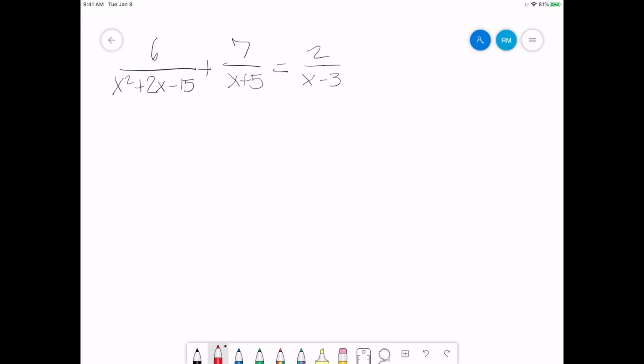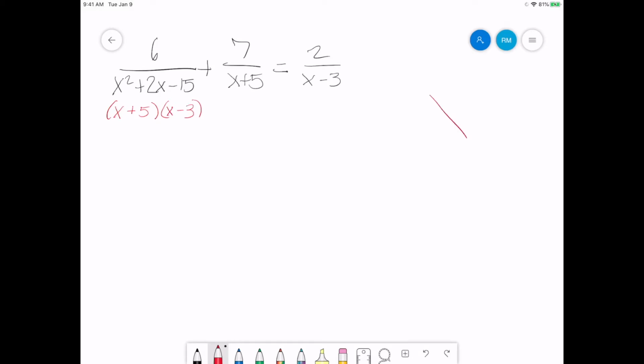The next problem asks me to solve this equation. So the first thing I notice is that I need to get rid of the denominators, or get like denominators. So in order to do that in this equation, I first must factor this quadratic. If I factor this quadratic, I'm going to get x plus 5 and x minus 3.